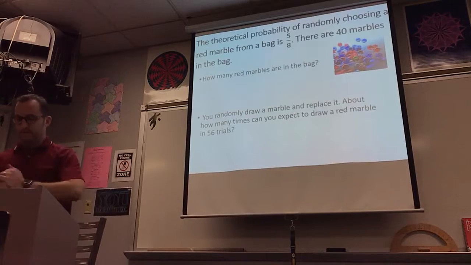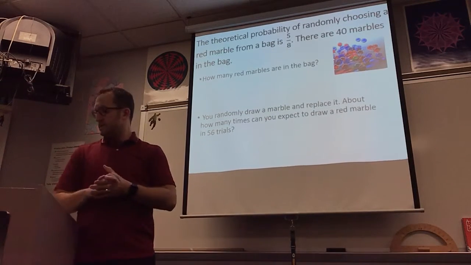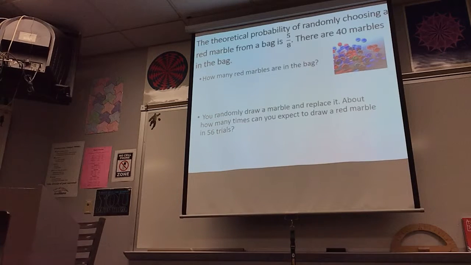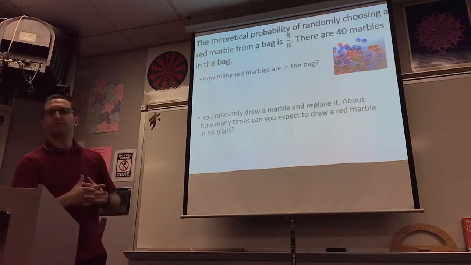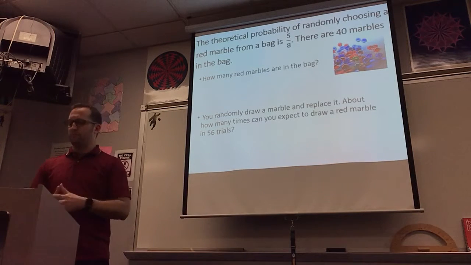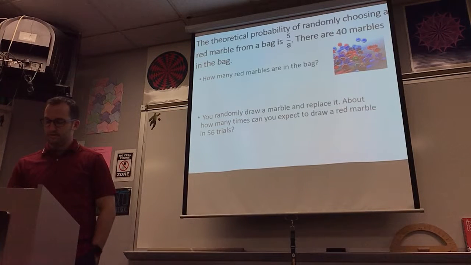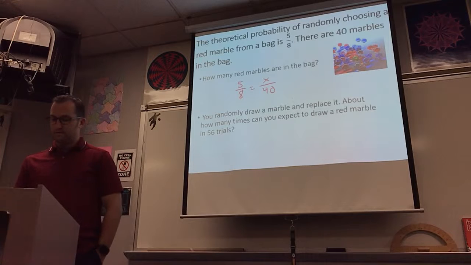Let's do one more. So we're sticking with theoretical probability. We'll do one experimental probability problem. Theoretical probability of randomly choosing a red marble from a bag is 5/8. There are 40 marbles in the bag. So, how many red marbles are there? 25. How do you know? Well, 5/8 is simplified, and then the denominator 40, so 8 times 5 is 40, 5 times 5 is 25.